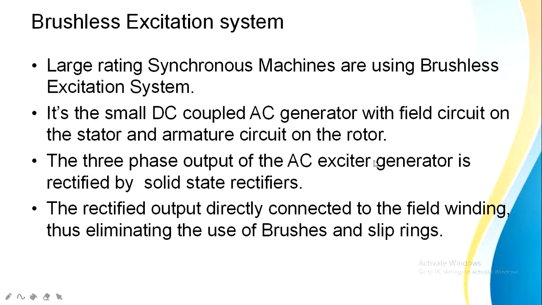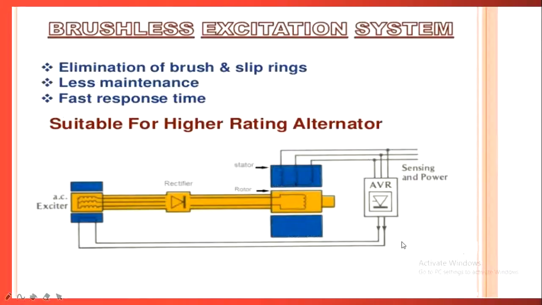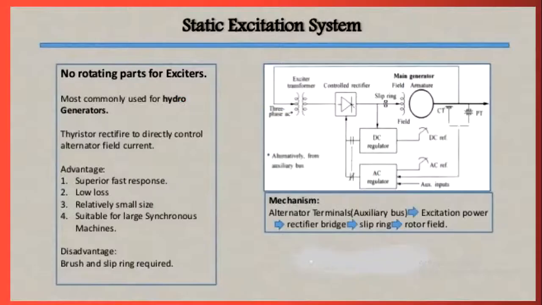The three-phase output of the AC exciter generator is rectified by the solid state rectifier, shown in the figure by the diode. The rectified output is directly connected to the field winding, thus eliminating the use of brushes and slip rings. Elimination of brushes and slip rings can be seen in this excitation system. Less maintenance and fast response times are features of this brushless excitation system, so it is suitable for higher rating alternators.